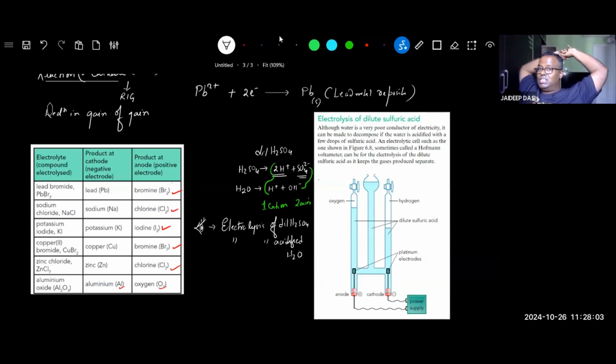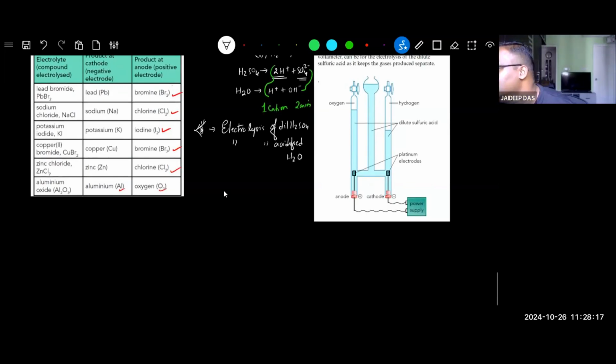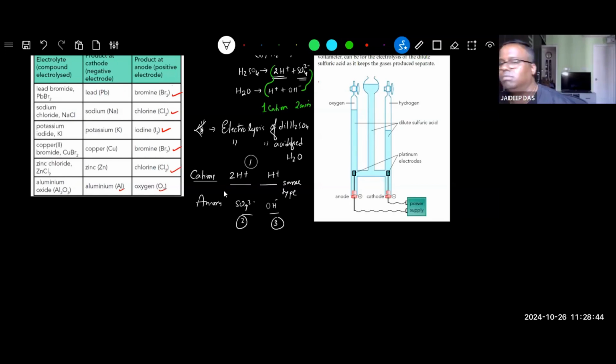But what you need to understand here, this is now different from the previous case. Sulfuric acid will dissociate into H plus and SO4 2 minus. Water will dissociate into H plus and OH minus. If you look at the type, what are the cations that I am getting? Well, the first one will give you 2H plus and the second one is going to give you H plus. Both are same type. What are the anions that I am going to get? The first one is going to give you SO4 2 minus. The second one is going to give OH minus. Different. So you have got 1, 2 and 3.